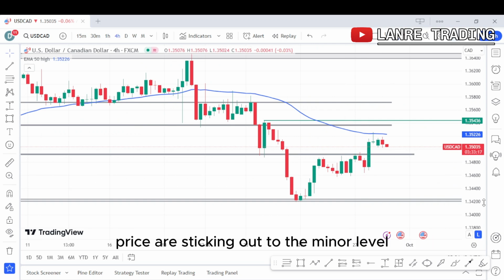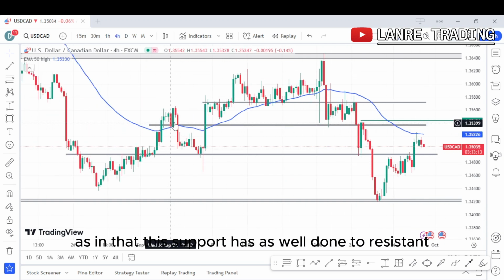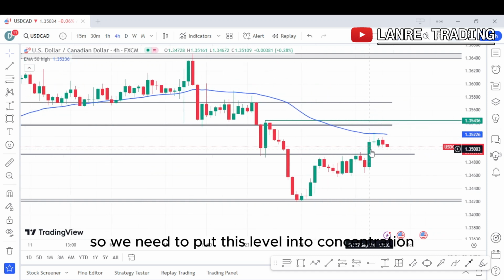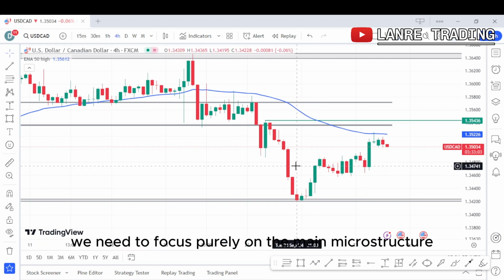Price has taken out the minor level, and the next level right about here is this minor level, as in this support has also turned to resistance right about here. So we need to take this level into consideration. But before I go further, we need to focus purely on the main market structure right about here.